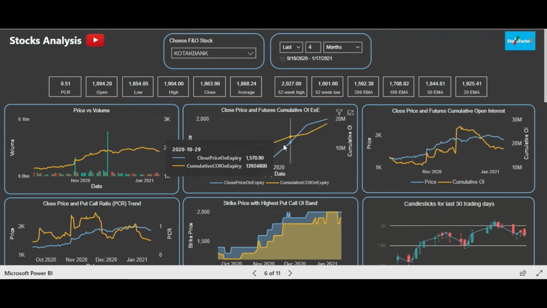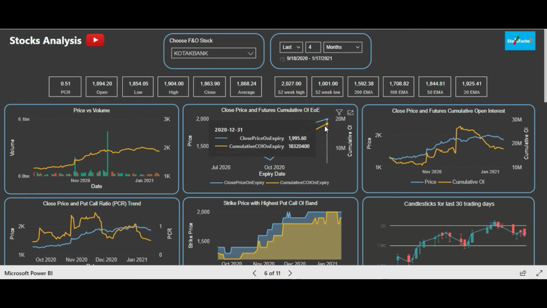You saw that the price started increasing, and since then the price has increased significantly, and we have also seen that expiry on expiry there has been a rise in the futures cumulative OI. That means a significant long buildup has been done, significant long positions have been made.